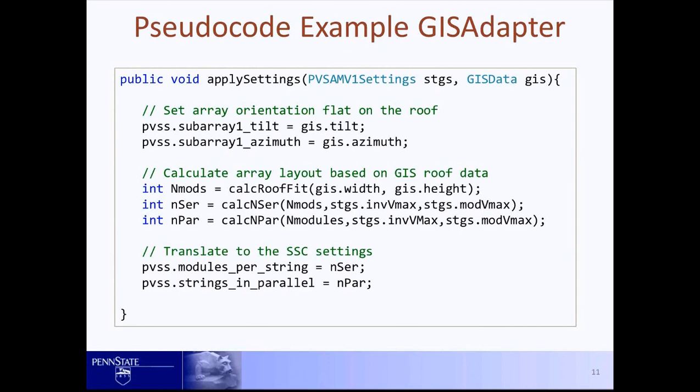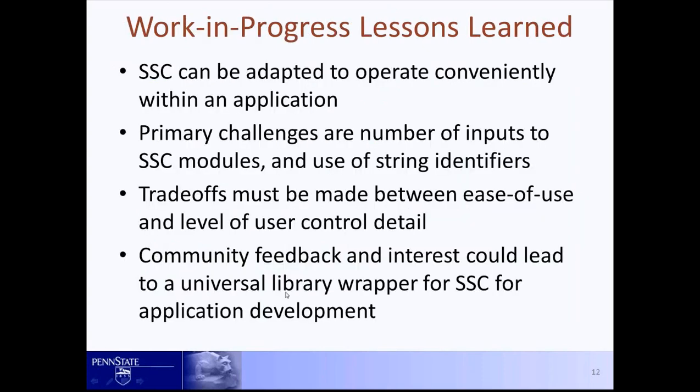The other thing that I'm doing here is some calculations to figure out what the stringing of that array would look like: how many panels would go in series on each string, and how many strings would be connected in parallel to make up the array that fits on that roof. And then I can set those values in the PV-SAM v1 settings as well.